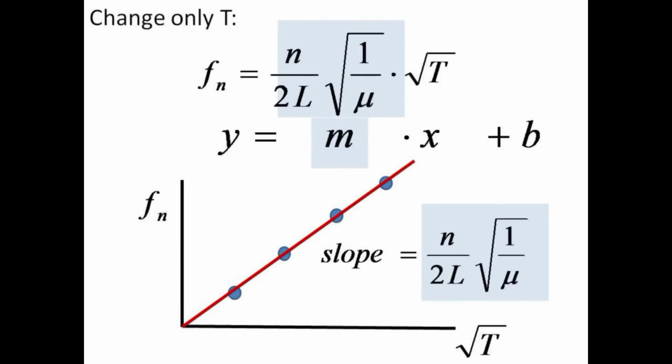Sticking with our principle of fixing all variables except one, we fix n, L, mu, and change only the tension. It's best to fix n at 3, since this is an easy mode to first locate the frequency and then to fine-tune. A plot of frequency versus the square root of tension should yield a straight line with a slope given by n over 2L times 1 over the square root of mu.